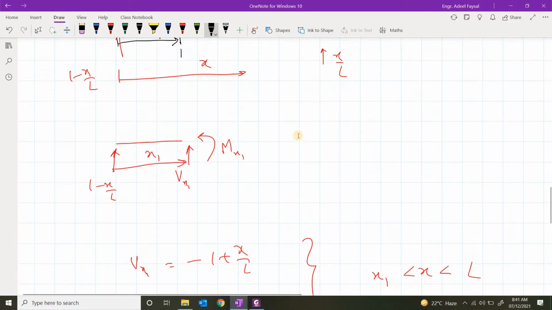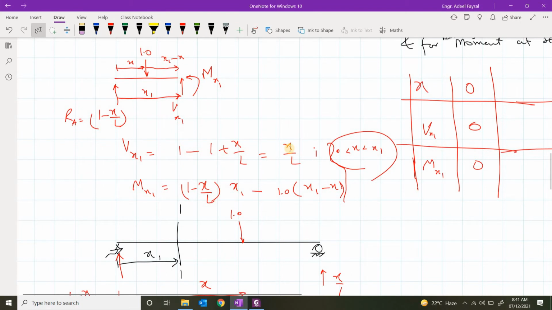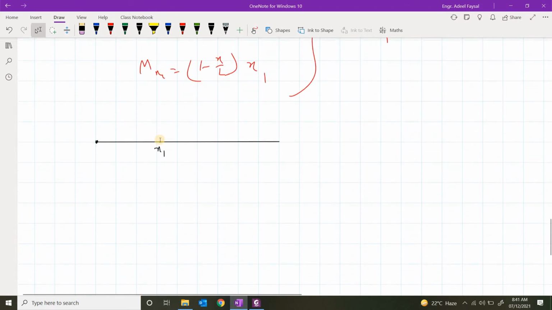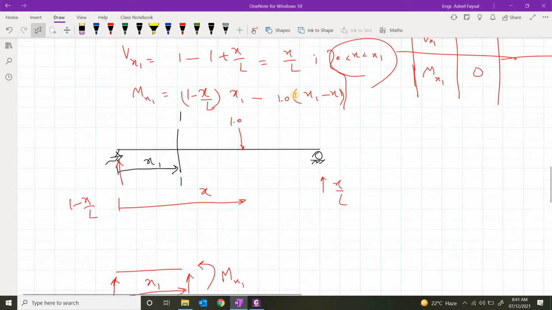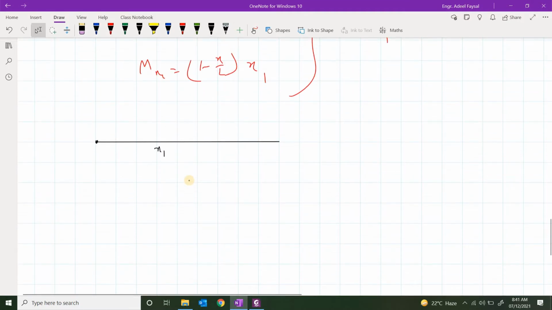So if you put x equal to x1, you're just to the left of A. If you put a value of x that is approaching x1 but slightly lesser than x1, because this equation is not valid for x exactly equal to x1, the Vx1 would be approaching x1 over L. So you can plot it over here, maybe it's a straight line like this. Now this ordinate is x1 over L, and this equation is x over L.